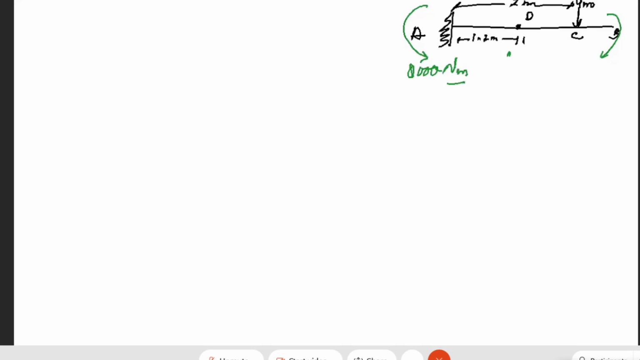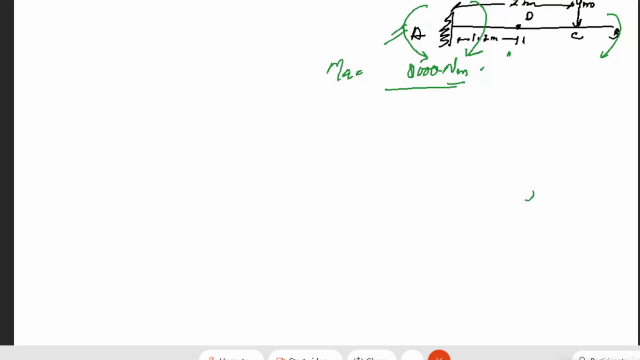It is how much? 8,000 Newton meter, which is at point A. Now, for the equilibrium of the cantilever, the moment is being produced by what? By the beam. How much is that? 8,000. And therefore, a resisting moment MA is being provided from the fixed end, which is again equal to 8,000.